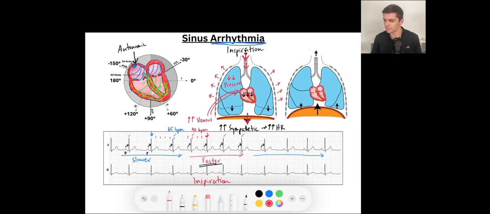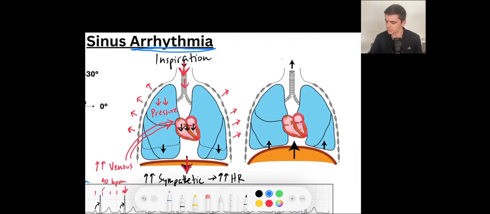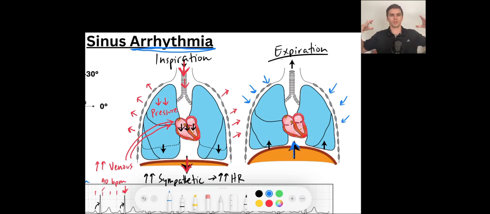So that's the physiology there. And now let's move over to expiration. When we expire, the exact opposite occurs, right? So the thoracic cavity collapses back down in an effort to increase pressures, right? Our diaphragm retracts back, our ribs collapse back down, and that ultimately increases the pressure in the thoracic cavity so that we can drive air out.